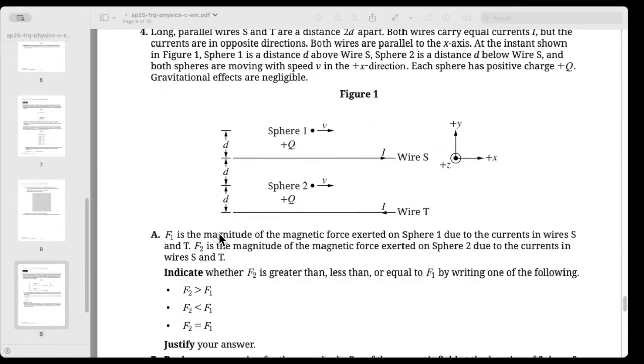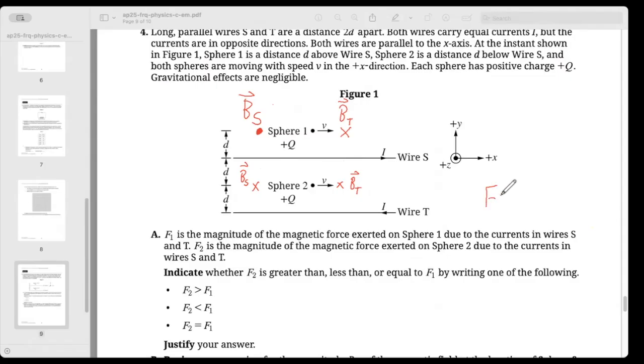So you have to use right-hand rule to determine the direction of fields first at both points due to both currents. So due to wire S, you are going to have a field pointing out of the page on sphere 1. So I'm going to call that B subscript S. And then due to wire T, you will have a field pointing into the page. Meanwhile, at sphere 2, you're going to have pointing in from wire S and pointing in from wire T.